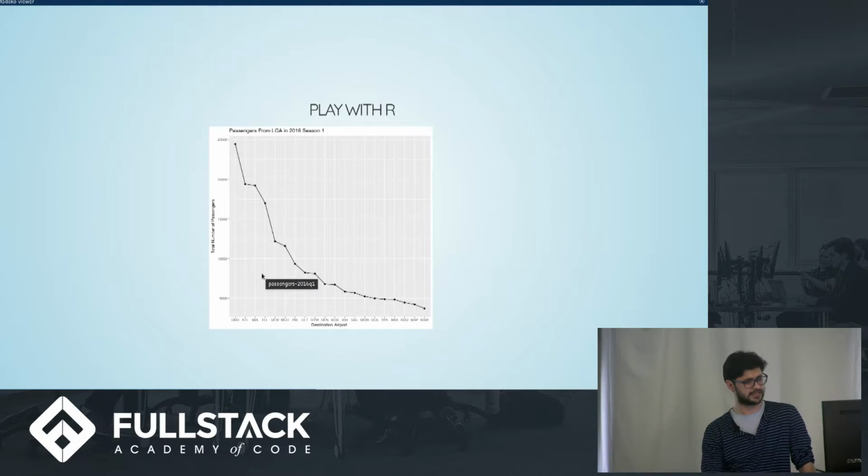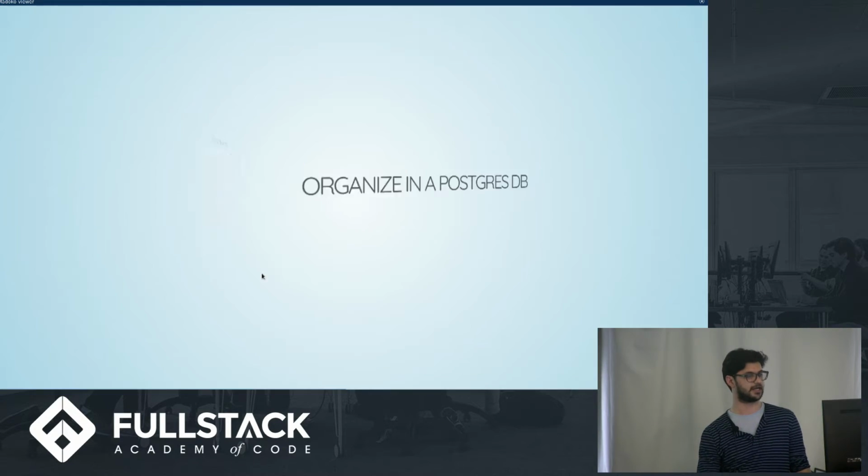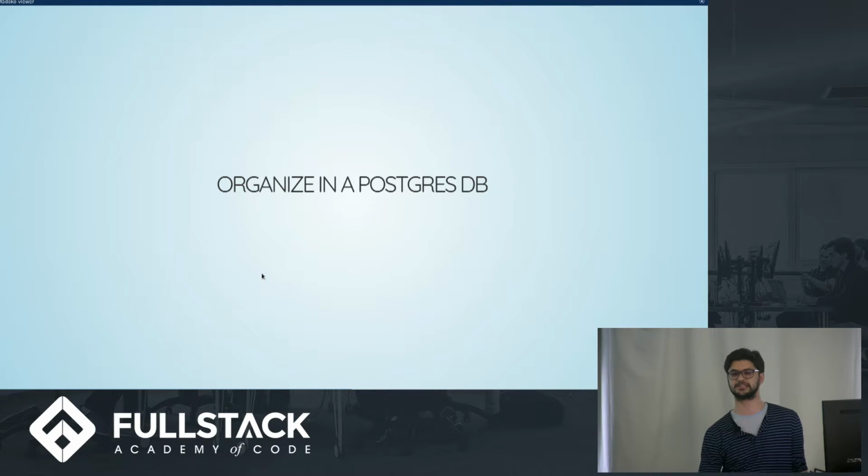Now, the problem is that with CSV files, you cannot really search. You cannot really do collective queries in different years. You need a database. So the other headache is, how do you organize the stuff from CSV into a Postgres database system?